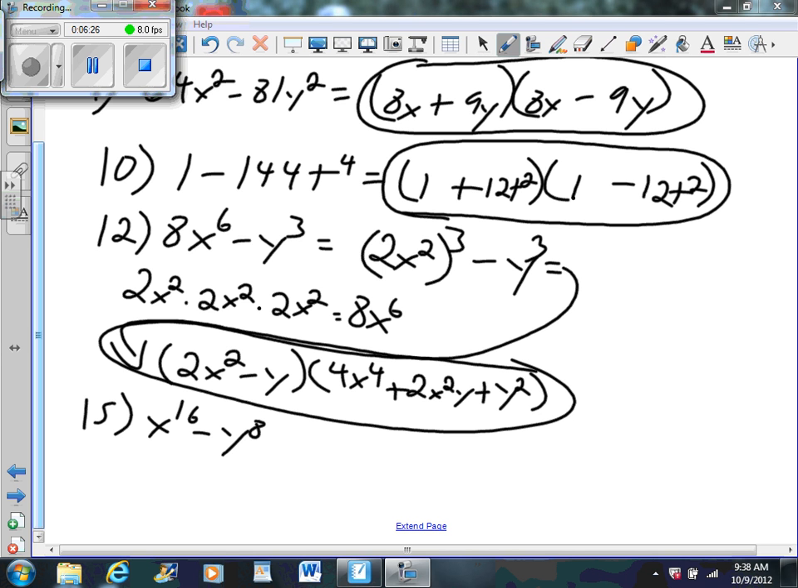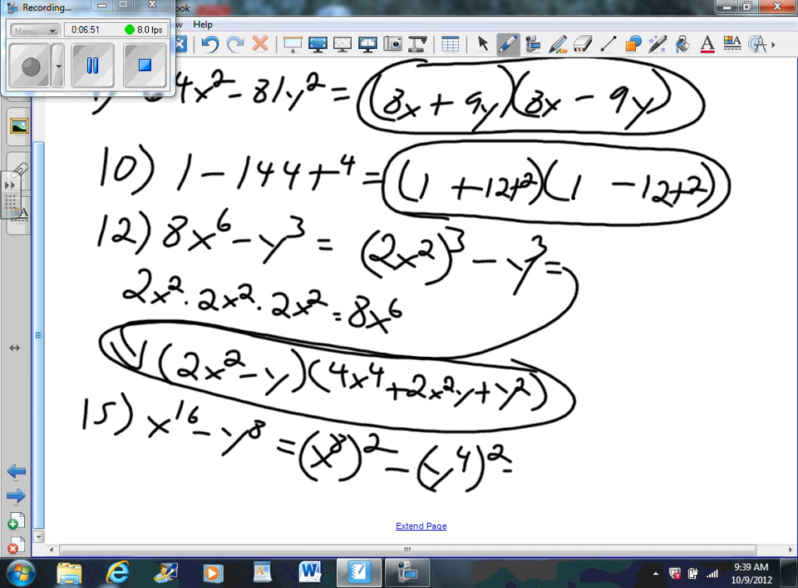So what I'm going to do, I'm going to have to redefine x to the 16th as something. x is something squared. So what should that be? What times 2 is 16? 8. So let's redefine this as x to the 8 squared. Y to the 4 squared. Okay. Now, the difference of 2 squares.